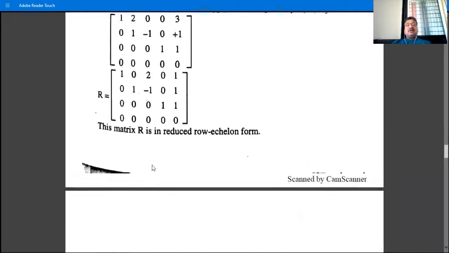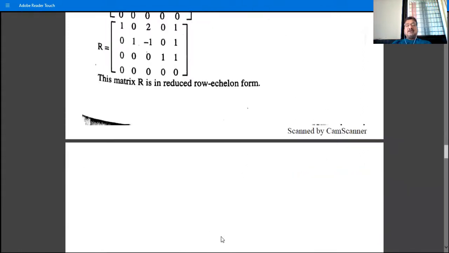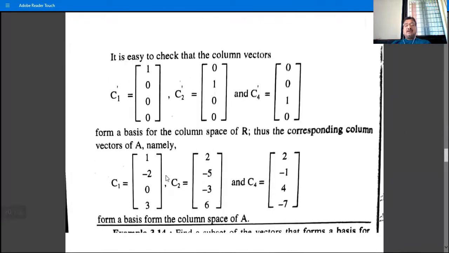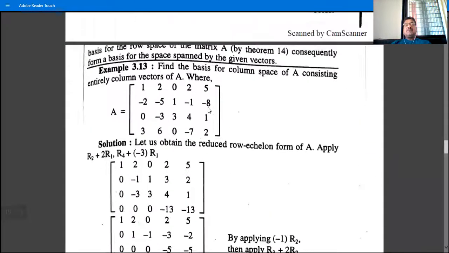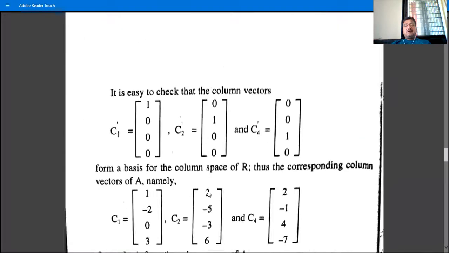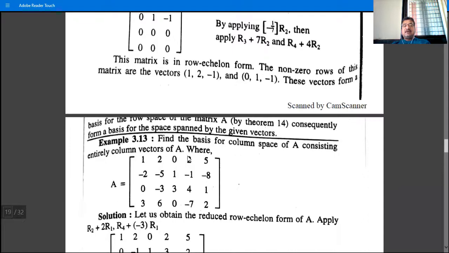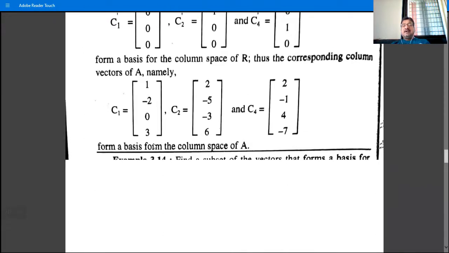So denote these three vectors, 1, 0, 0 and so on: the first column, second column, and fourth column. This forms the basis for the column space of R. And we have to write the basis for the column space of A. So the corresponding columns, column number 1, column number 2, and column number 4, these three columns, C1 as the first vector, C2 as the second vector, and C4 as the third vector. This forms the basis for the column space of A. Write these three vectors in a set, and that set is a basis for the column space of A. This set contains three vectors, and therefore the dimension of the column space of A is 3, so we can say that the rank of A is 3.